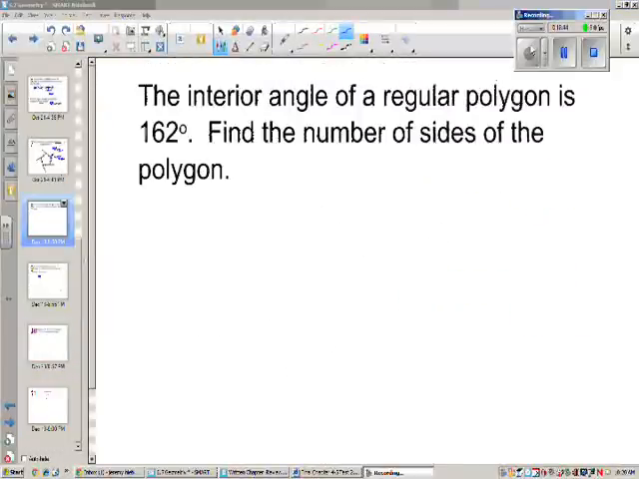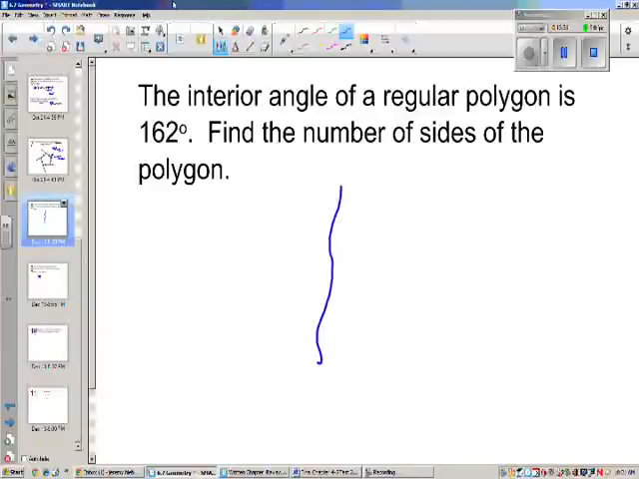Alright, I want you to pause this example now. It says the interior angle of a regular polygon is 162 degrees. Find the number of sides. So there's going to be two ways to do this. I'm going to draw a line right down the middle. Let's try again. Draw a line right down the middle.